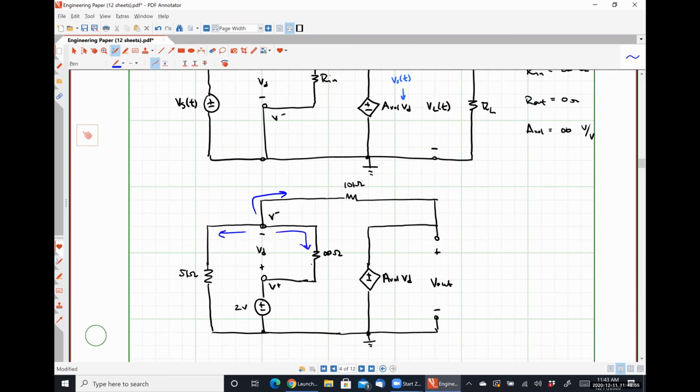So if we do Kirchhoff's current law at the inverting input terminal node, we get V minus over 5 kilo ohms plus V minus minus V out over 10 kilo ohms is equal to 0, because we know the current flowing through this infinite ohm resistance must be 0 by definition.